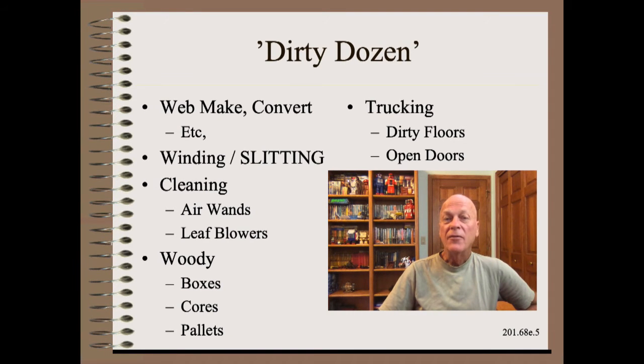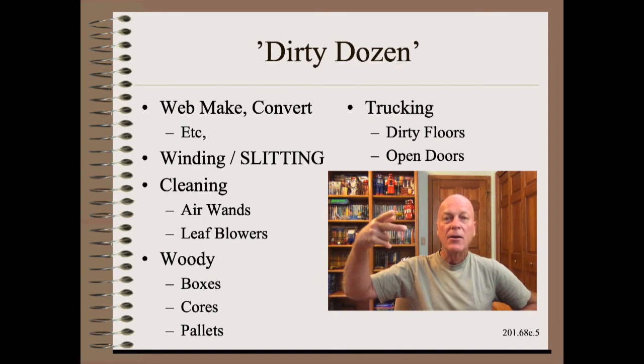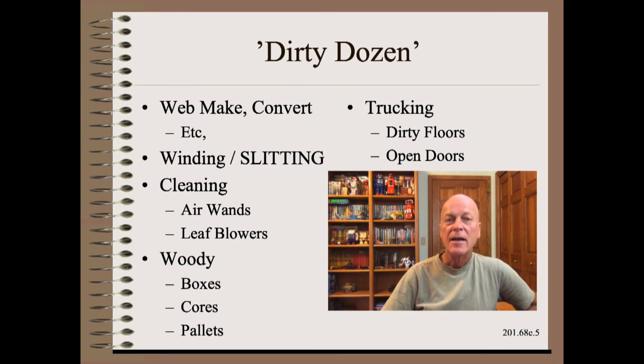While we have covered a few examples already, here I will offer my dirty dozen sources. They include the making or converting machine itself, especially the slitting or cutting process. They include, ironically, cleaning the machine using tools that may be both unsafe and inappropriate, such as air wands. They include cellulose or wood-based shipping supplies such as boxes, fiber cores, and wood pallets.